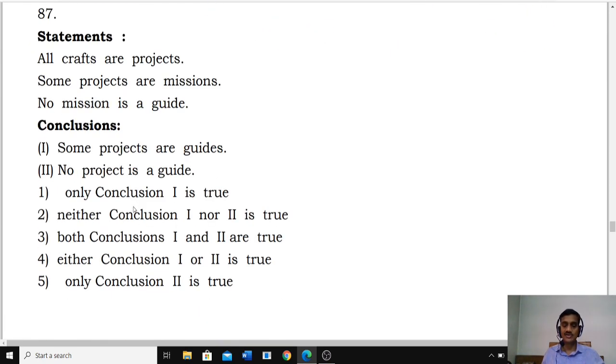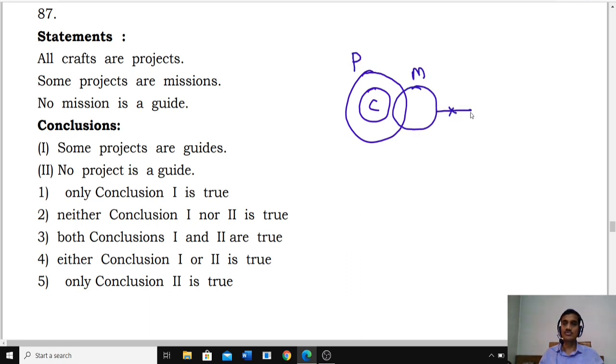Then 87. All crafts are project. These are the crafts which are project. Some of the projects are missions and no mission is a guide. No mission is a guide means no intersection between mission and guide. Some projects are guide. Project is here, guide is here, no intersection, false. No project is a guide. Project is here, guide is here, definitely true. And the second conclusion is true, as it is a negative conclusion.